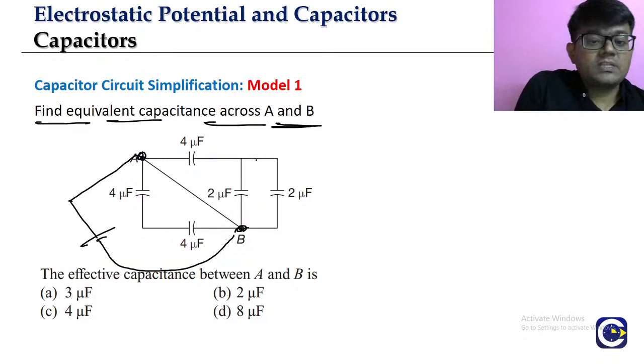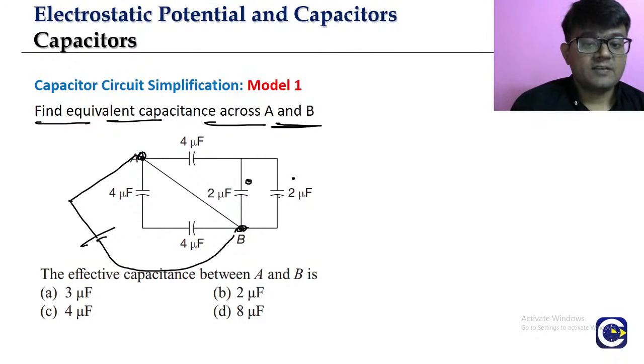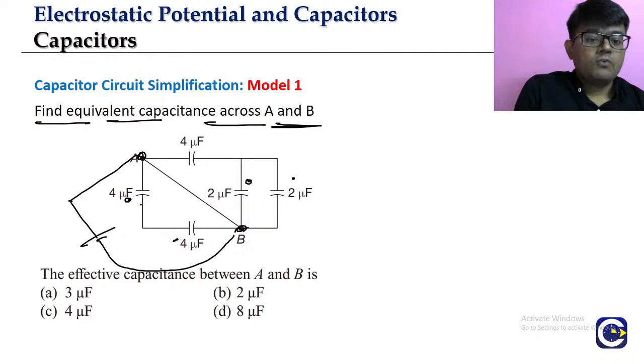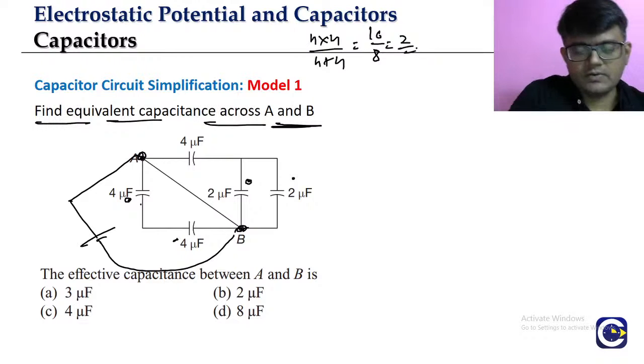Look here, this part comes. So 2 and 2 are in parallel. The 2 microfarad and 2 microfarad are what? Parallel. So when capacitors are in parallel, what is the equivalent capacitance? C equivalent is C1 plus C2, right? Similarly here, 4 and 4 are in series. So what is the equivalent capacitance? 4 into 4 by 4 plus 4, that is C1 into C2 by C1 plus C2, right? What is it? 16 by 8, that is 2.